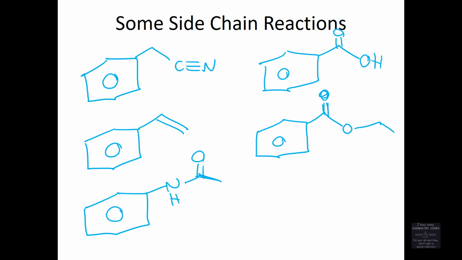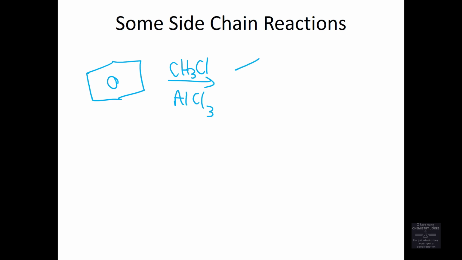If our goal was to synthesize each of these molecules starting with benzene, how the heck would we do that? Well, let's walk through a little bit. If we're going to try to make that first one, we're going to need a carbon group on benzene. Maybe we add CH3Cl, AlCl3. We get a CH3 on the benzene.